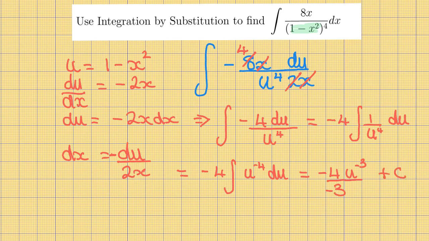Substitute back for u, so therefore you get 4 over 3, the minuses cancel, u is 1 minus x squared, to the minus 3 plus c.